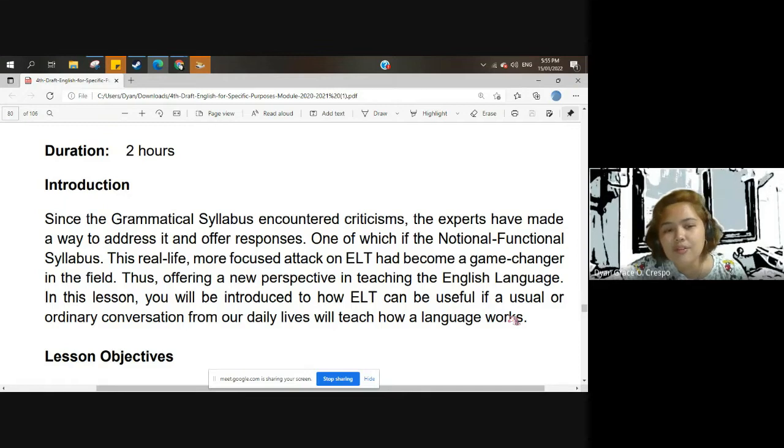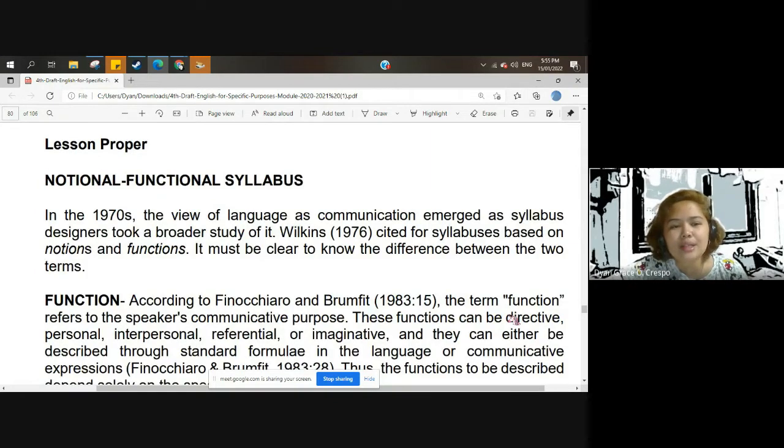This is real life, more focused attack on ELT, had come the game changer of the field. Game changer siya. So let us now discuss the notional functional syllabus. Bakit siya naging game changer? The notional functional syllabus is in the 1970s because the view of language as communication emerged as syllabus designers took a broader study of it. Wilkins, 1976, cited for syllabus says based on the notions and functions, it must be clear to know the difference between the two terms.